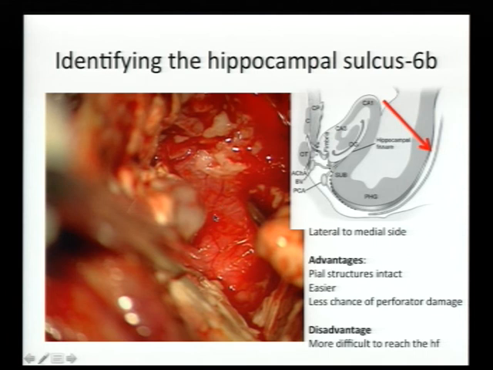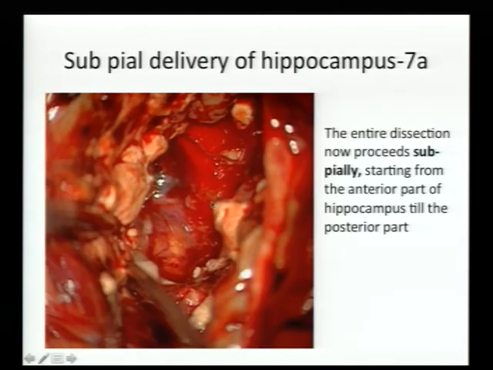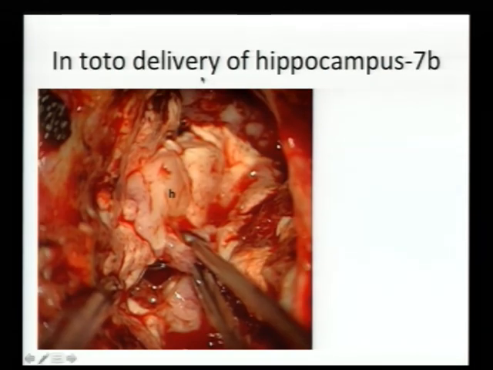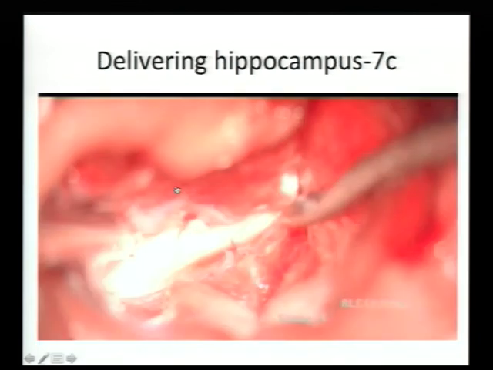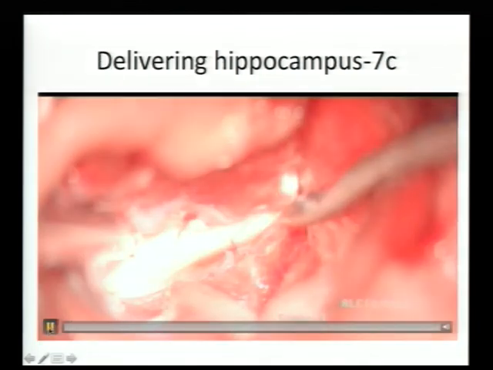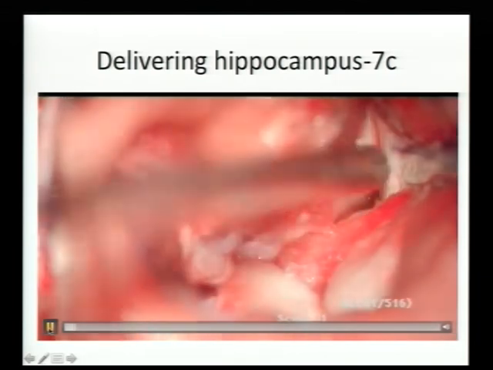So this is how we identify the hippocampal sulcus, and then the entire surgery is subpial. So you should not open the pia, and you will be able to visualize the third cranial nerve as well as the vessels under the pia, and the entire surgery has to be subpial, because if you let the blood get into the subarachnoid space, you can end up having some complications. The perforators can go into spasm and you can have problems. So this is how the hippocampus is delivered in toto, and you can see a short video of how it is delivered.